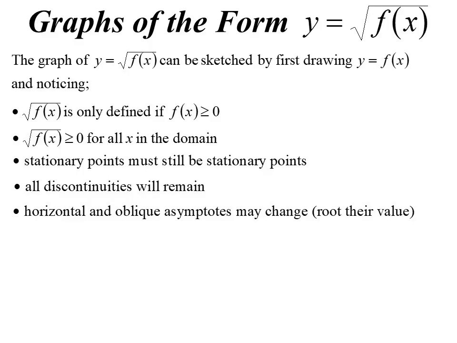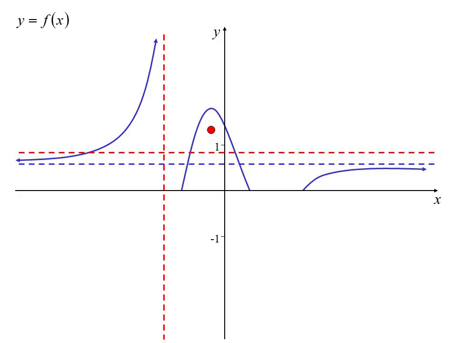Horizontal and oblique asymptotes, they may well change, because again, we're finding the square root of everything about this function. So we're finding the square root of the asymptote as well. The vertical asymptote, that stays there. Horizontal, at this stage, we have the original one, which is less than 1. Find the square root of a number that's less than 1, it becomes bigger. It's not going to go bigger than 1, but it'll be bigger than its original value. So I'll put it about there.